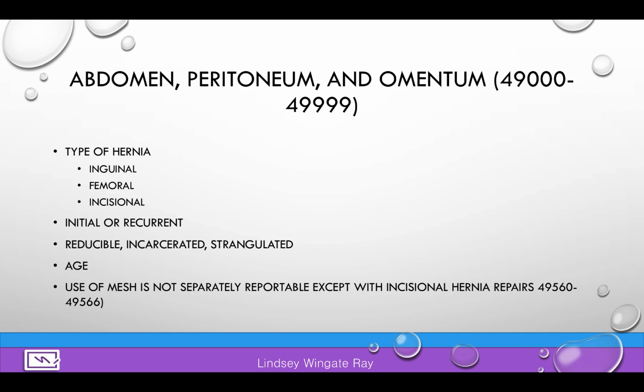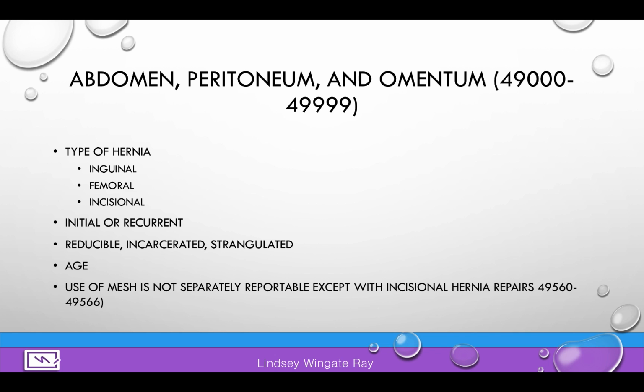And the abdomen, peritoneum, and omentum section, the common procedure coded here is hernia repairs. They are coded by the type of hernia, inguinal, femoral, or incisional. There's also an umbilical hernia. Some are coded by initial or recurrent. So was it the first time the hernia was repaired, or is it a recurrent repair? And then some of them are coded by reducible, incarcerated, or strangulated.